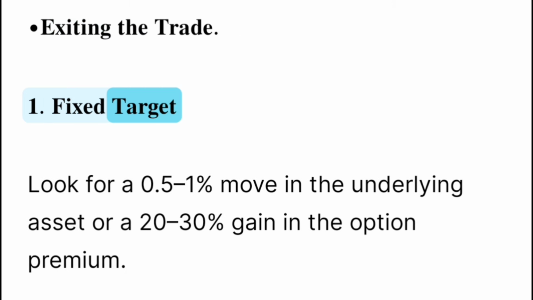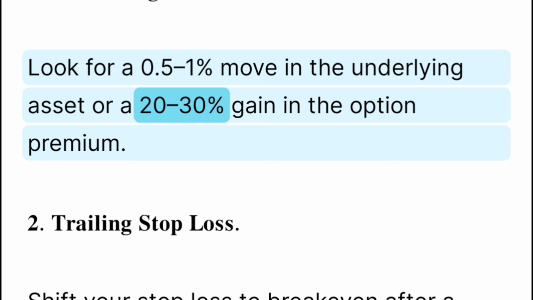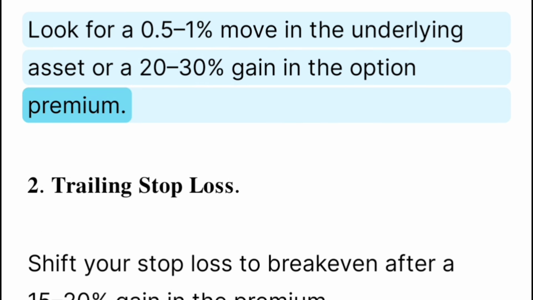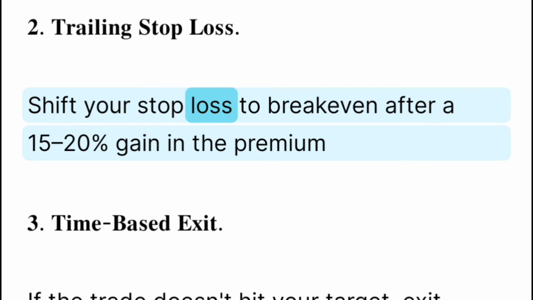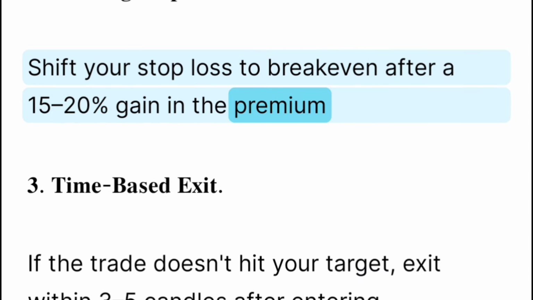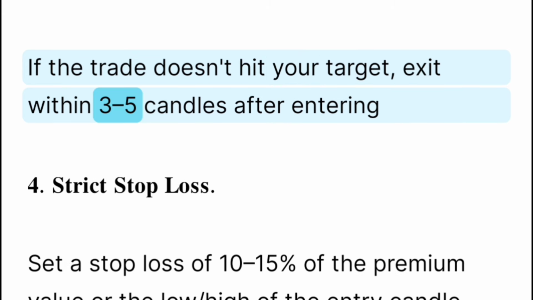Exiting the trade. 1. Fixed target. Look for a 0.51% move in the underlying asset or a 20-30% gain in the option premium. 2. Trailing stop loss. Shift your stop loss to break even after a 15-20% gain in the premium. 3. Time-based exit. If the trade doesn't hit your target, exit within 3-5 candles after entering.